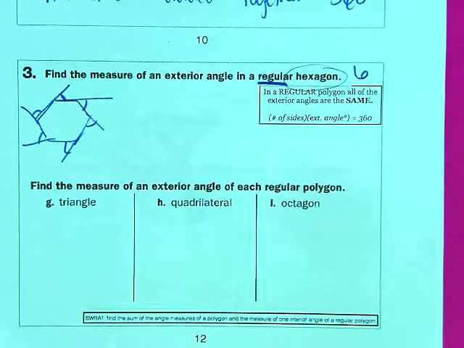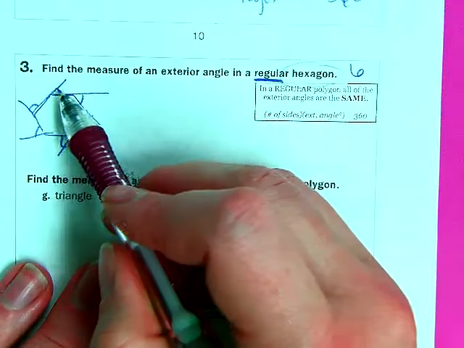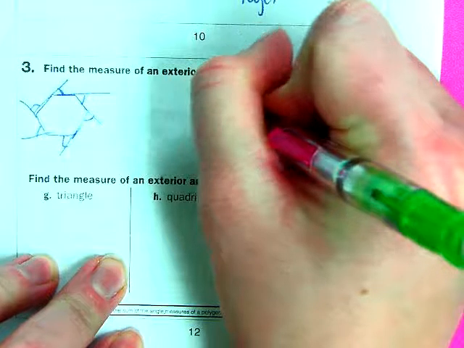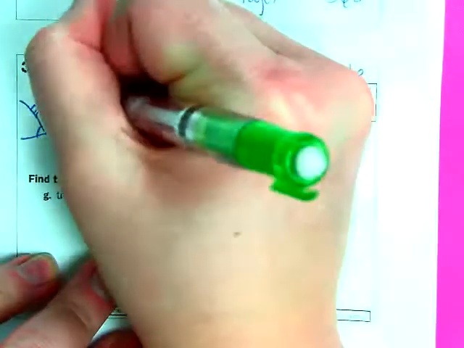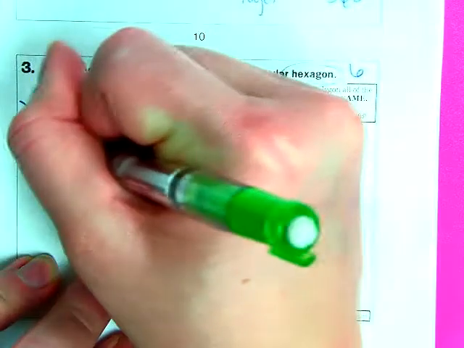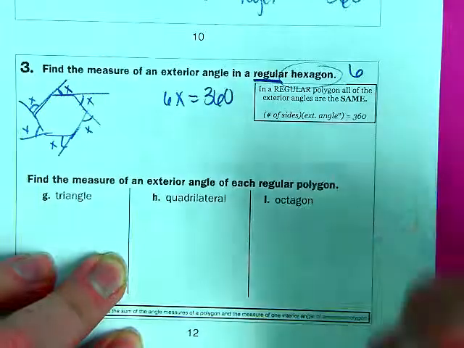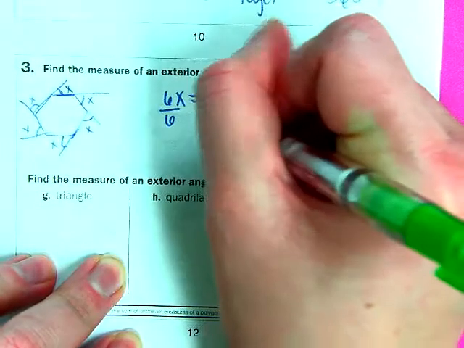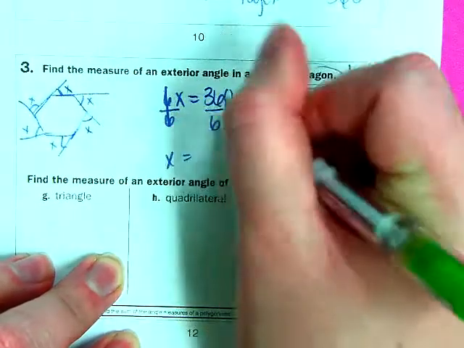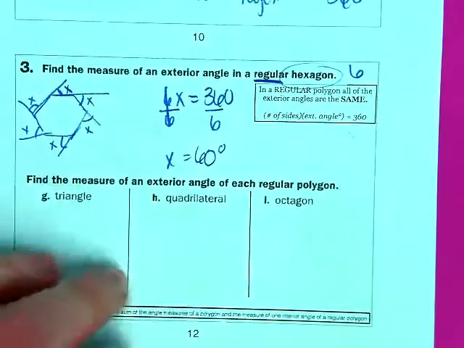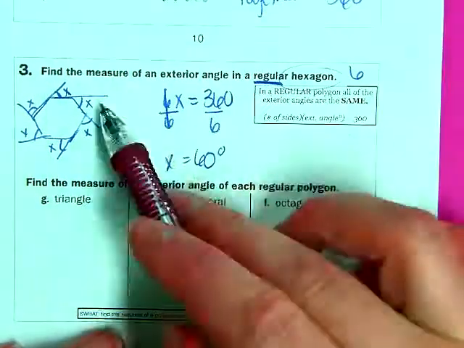Well, what if they're all the same? If I know this one, I know the rest, and they all have to equal 360 degrees. So I could call one of these x, and then they would all be x, because they're all the same. How many x's are there? 6x, or 6 sides, 6 angles. Divide both sides by 6. X would equal, 36 divided by 6 is 6. 60 degrees. So each one of these has to be 60 degrees.